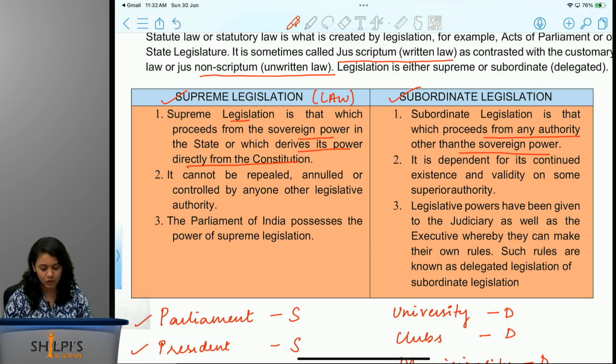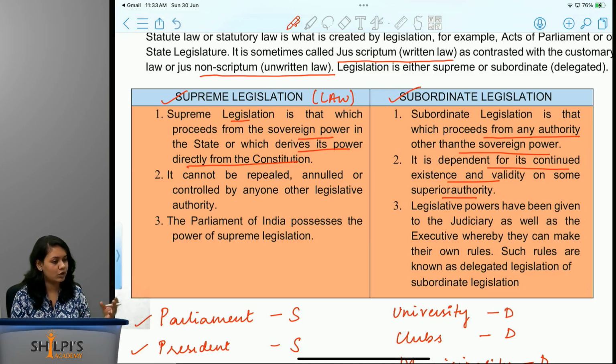Point number two. It cannot be repealed, annulled, or controlled by anyone other than the legislative authority. I'll explain this. When a law is made, it can only be deleted by the Parliament itself. Parliament makes the laws, Parliament can delete the laws. It can amend the laws, it can do whatever it wants. Any other authority does not have that power. So generally we'll say the supreme authority has the power to make the laws as well as to repeal the laws, to remove the laws, or to even amend them. Whereas subordinate legislation is dependent on some other superior authority for its continued existence. I told you, the rules cannot exist separately from the Companies Act itself.